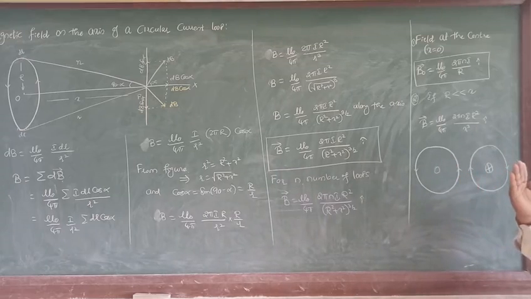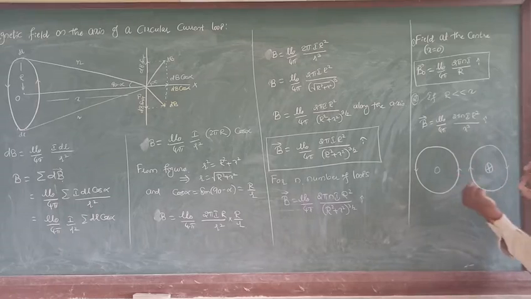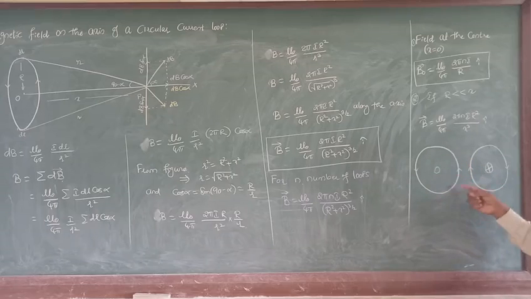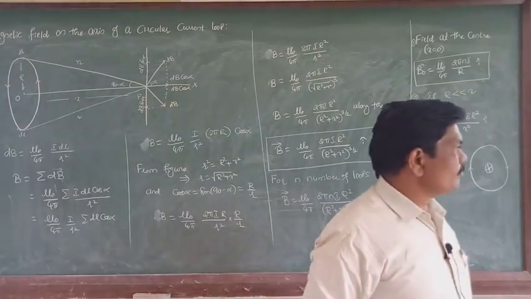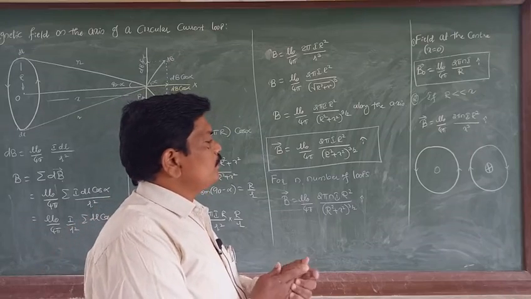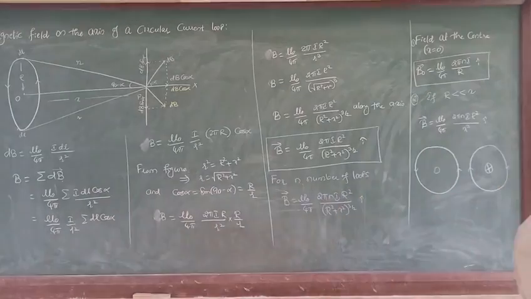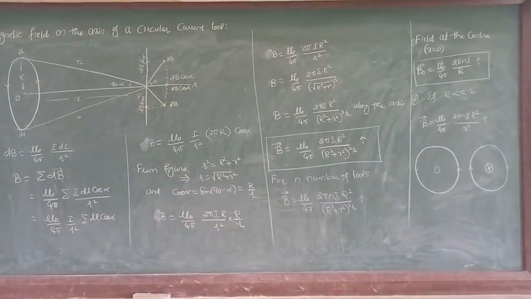In this case it is on this side. Suppose the circle is like this, on this side in this case, and here opposite to this. So as the direction of the current changes, the direction of the field also changes. Remember. Is it clear? Okay. So this is about the magnetic field due to a circular loop at the center and along the axis. Is it clear? Okay.